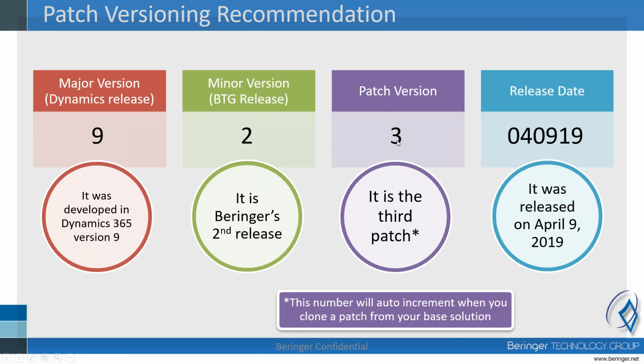This is going to be your 3rd patch. So that's what the 3 represents. And this number will auto increment as you clone patches from your base solution. So you don't even have to change this. It'll just automatically increment to the next number for you. And then the release date, this just tells you that it was released on April 9th, 2019.